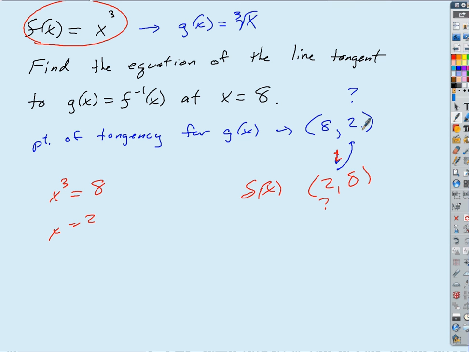Now the second part might be a little trickier though, right? Because what are the 2 ingredients we need for a tangent line? Point and the slope. We got the point. There's the point of tangency, but now we need the slope, right? So let's investigate this a little bit. Let's go back to Desmos and see if we can come up with a relationship that we can use here.